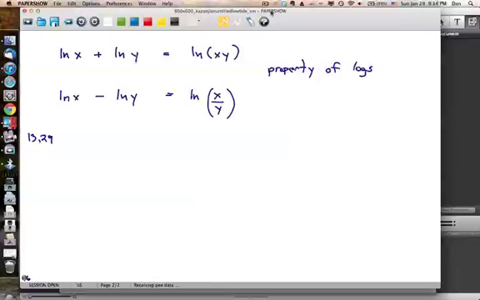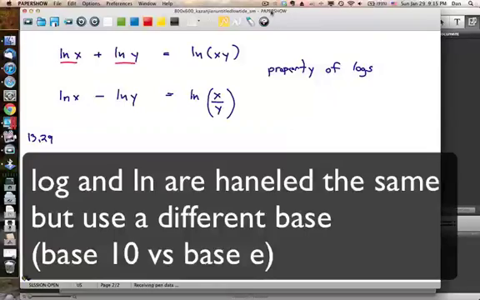Before we get too deep into half-life, let's just take a quick look at properties of logs. This is just a quick review of some of the math concepts. One of the properties of logs, and we're going to use natural log in this case, is that the sum of the logs of two numbers is equivalent to the log of the product of those two numbers, ln xy.